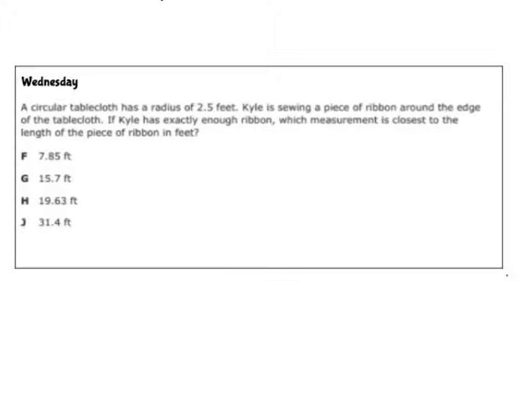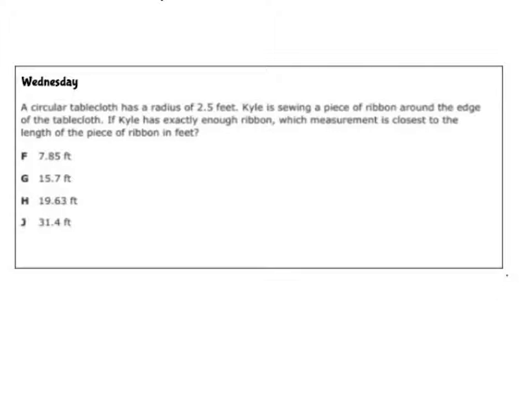Okay, I need a volunteer to read. Okay, Amina, go. A circular tabletop has a radius of 2.5 feet. Kyle is sewing a piece of ribbon around the edge of the tabletop. If Kyle has exactly enough ribbon, which measurement is closest to the length of the piece of ribbon in feet?